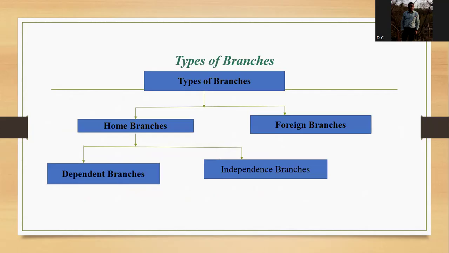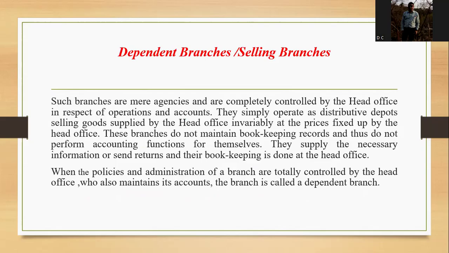These home branches are divided into two parts: one is called dependent branches and another is called independent branches. Now what are dependent branches? Dependent branches are also known as selling branches. Such branches are mere agencies and are completely controlled by the head office in respect of their operations and accounts.